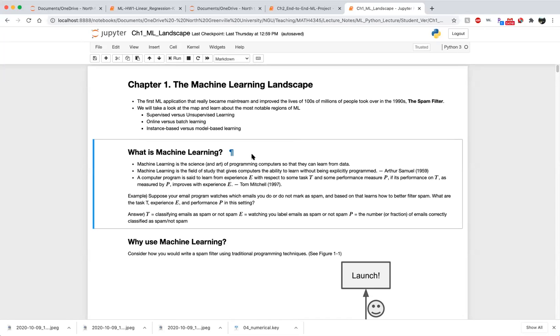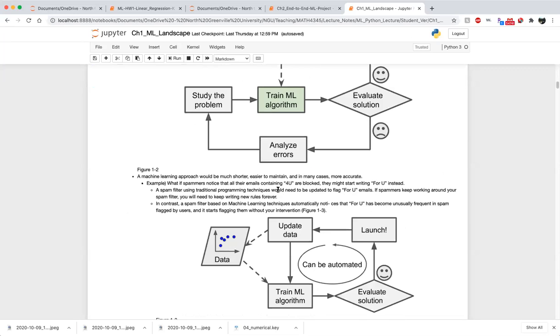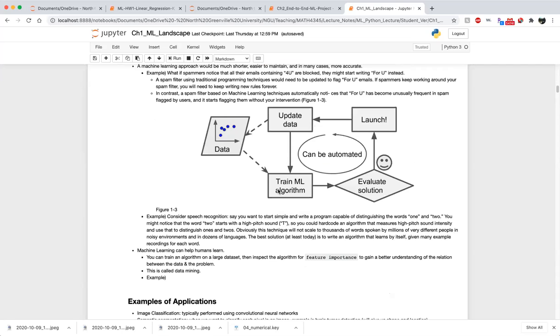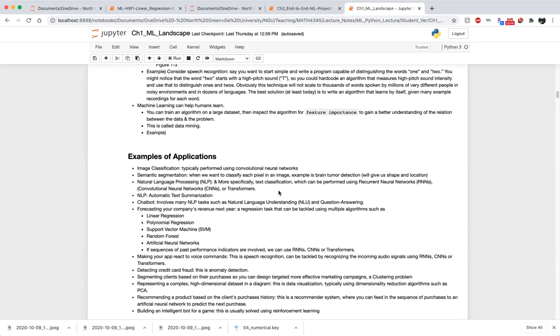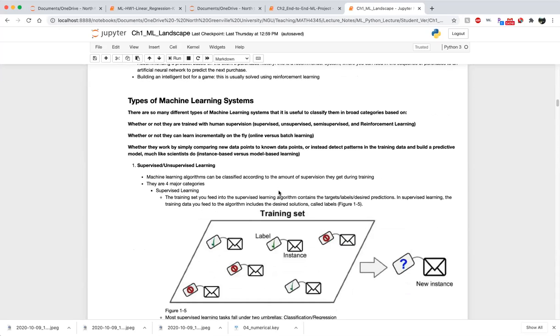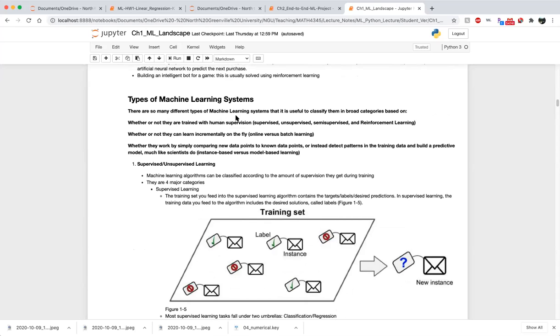Machine learning is classified into four categories. Here are the types of machine learning systems: supervised machine learning, unsupervised learning, and reinforcement learning. And then online and batch learning.